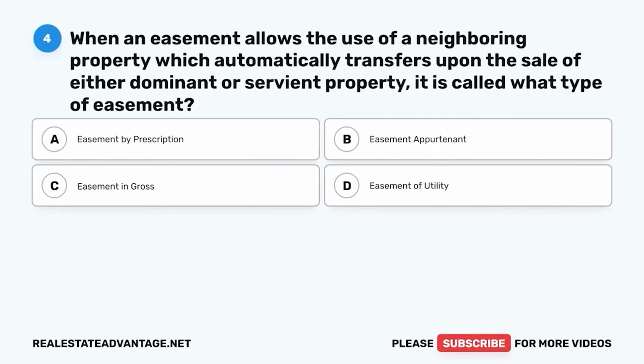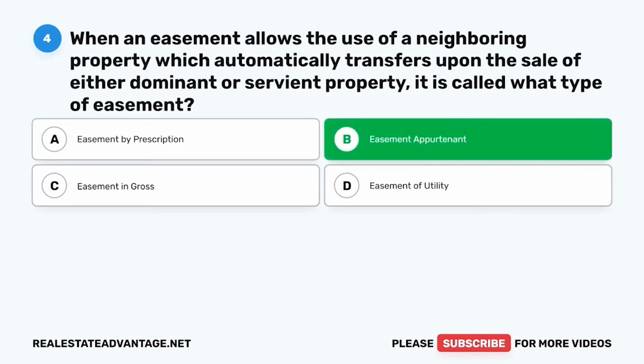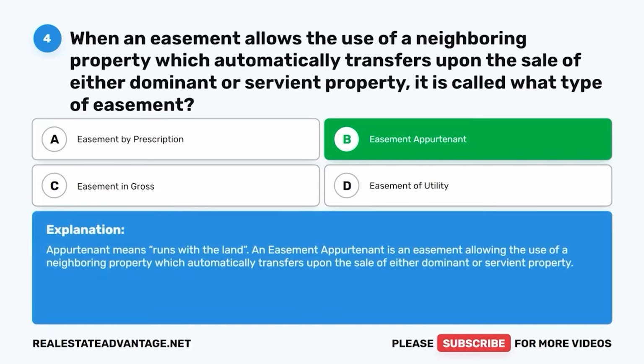Question 4. When an easement allows the use of a neighboring property, which automatically transfers upon the sale of either the dominant or servient property, it is called what type of easement? A. Easement by prescription. B. Easement appurtenant. C. Easement in gross. D. Easement of utility. The correct answer is B. Easement appurtenant. Appurtenant means runs with the land. An easement appurtenant is an easement allowing the use of a neighboring property, which automatically transfers upon the sale of either the dominant or servient property.